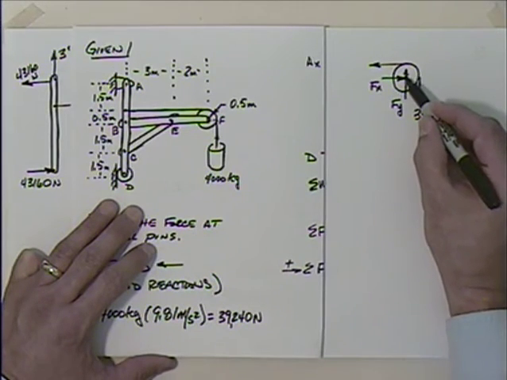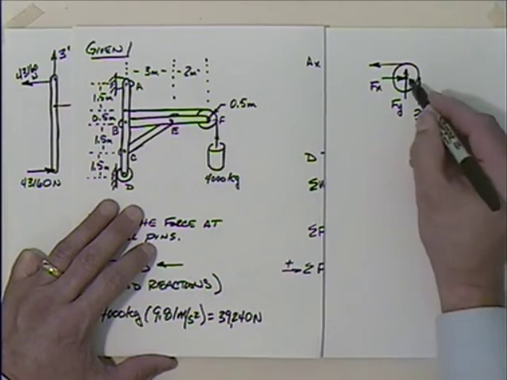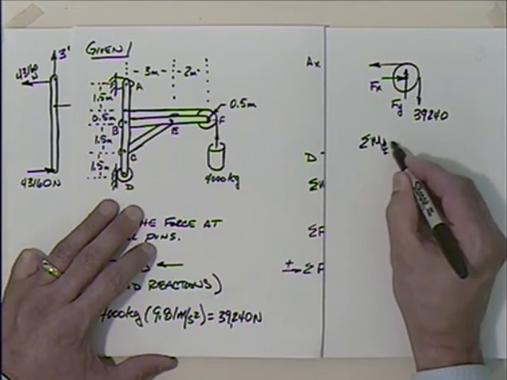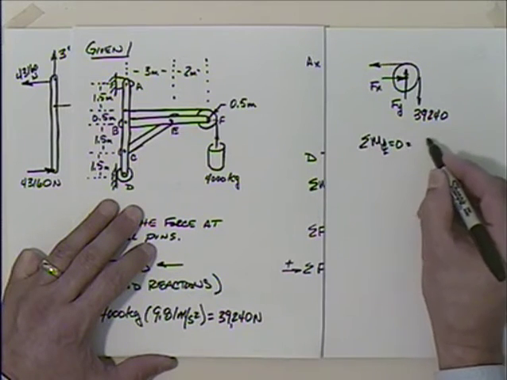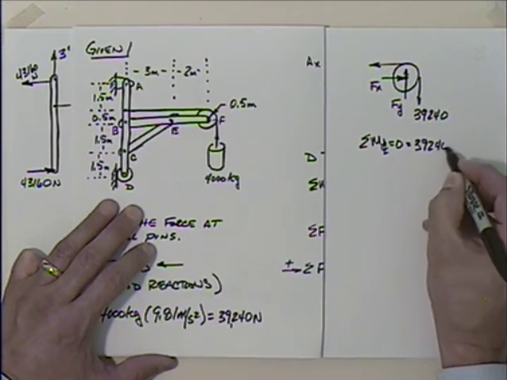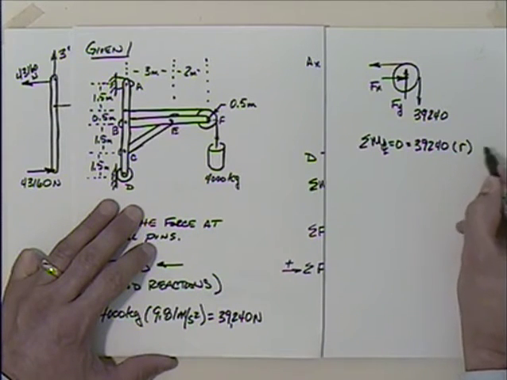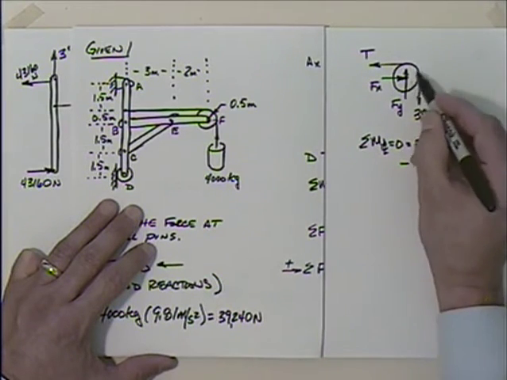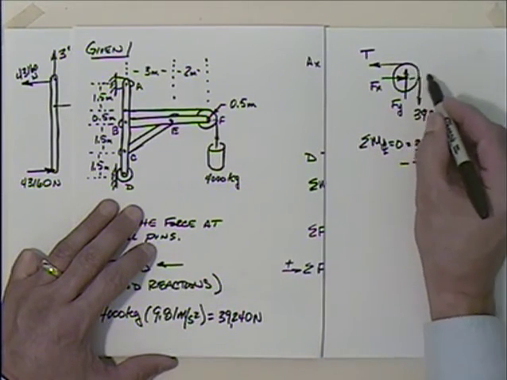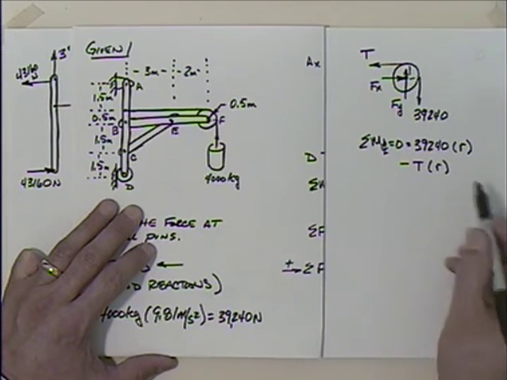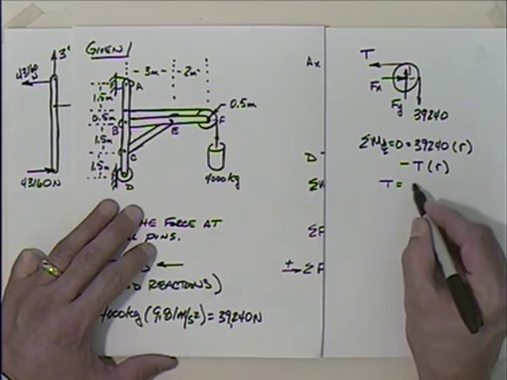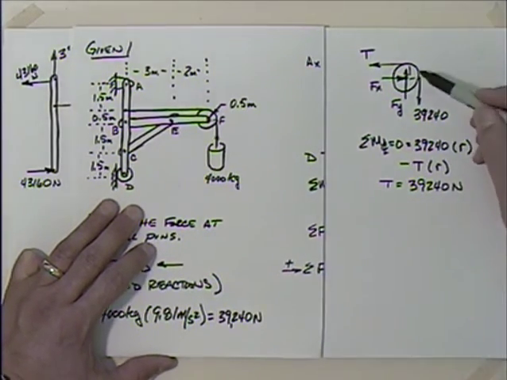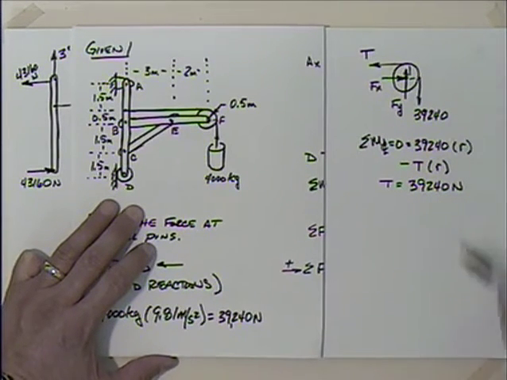If I were to sum the moments about this point there, and I have a constant radius, and maybe I'll just do this once here, sum of the moments about the center line of that pulley is equal to 0. We know that that's going to be 39,240 times whatever radius we have on that, minus this tension here, times whatever radius. Hopefully this is round, and the radius from there to there is the same as the radius from there to there. So we could say, of course, that T would be equal to that 39,240 newtons. Most people recognize that just by inspection, but that's how you would prove it.